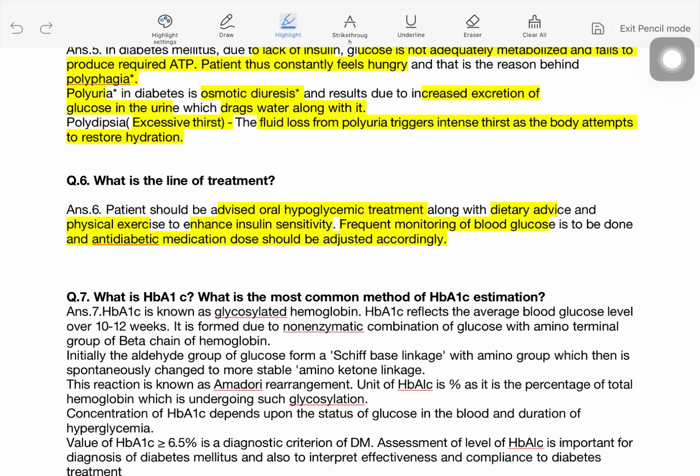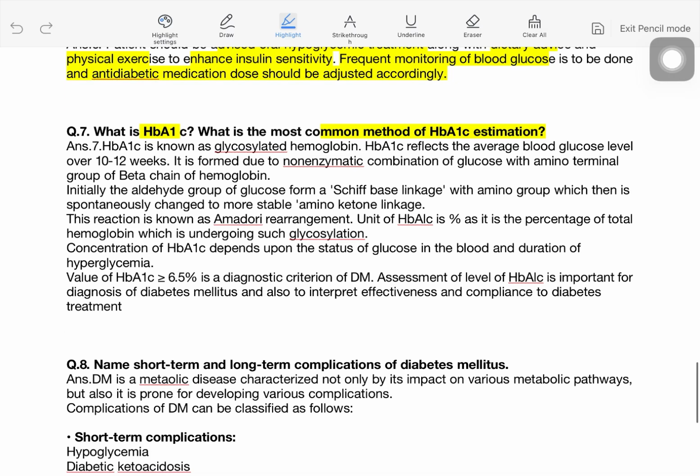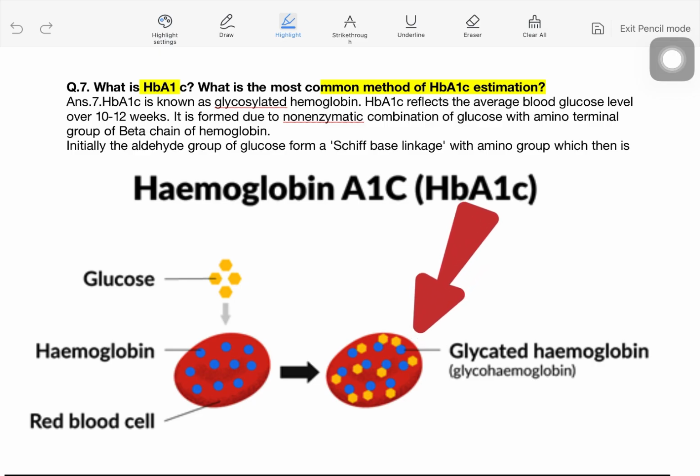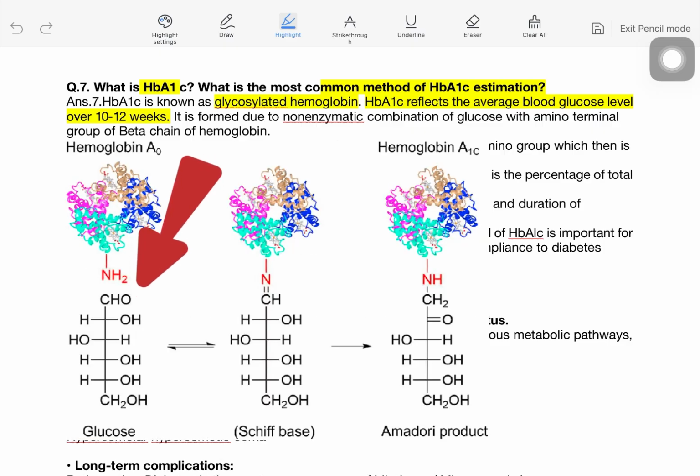So moving towards our next question, what is HbA1c? What is the most common method of HbA1c estimation? So HbA1c is known as glycosylated hemoglobin. So HbA1c reflects the average blood glucose levels over 10 to 12 weeks, over 3 months, right? So it is formed due to non-enzymatic combination of glucose with amino terminal group of beta chain of hemoglobin. Initially, the aldehyde group of glucose forms a Schiff base linkage with amino group, which then is spontaneously changed to more stable amino ketone linkage.